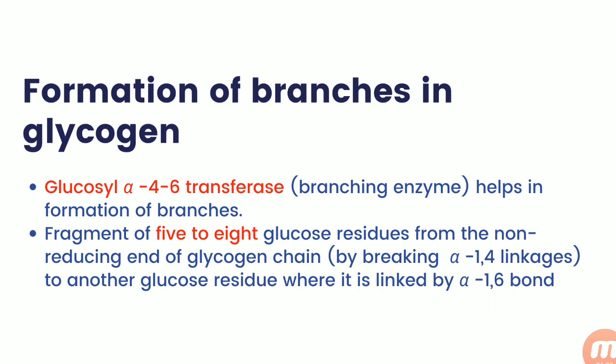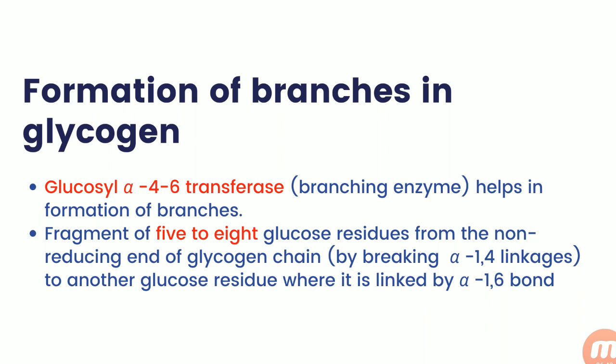This enzyme transfers a small fragment of 5 to 8 glucose residues from the non-reducing end of the glycogen chain by breaking alpha 1,4 linkages and joining that fragment with another glucose residue, where it is linked by an alpha 1,6 bond. This leads to the formation of a new non-reducing end besides the existing one, and the bond formed is an alpha 1,6 bond. After that, glycogen is further elongated and branched, respectively, by the enzymes glycogen synthase and glucosyl 4,6 transferase.